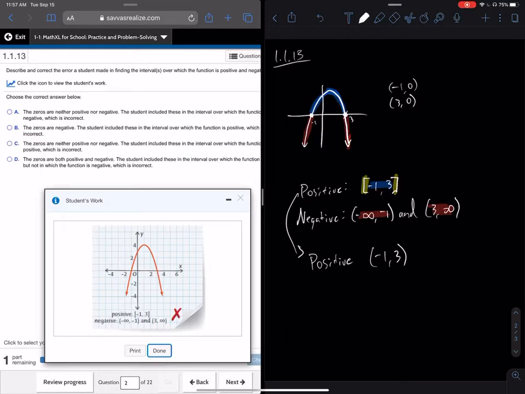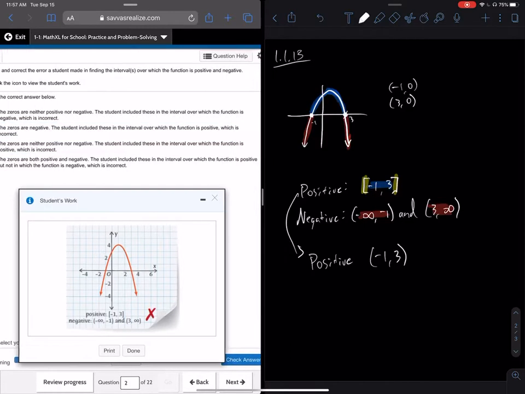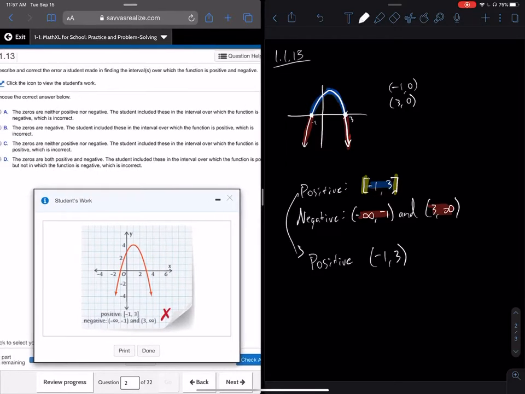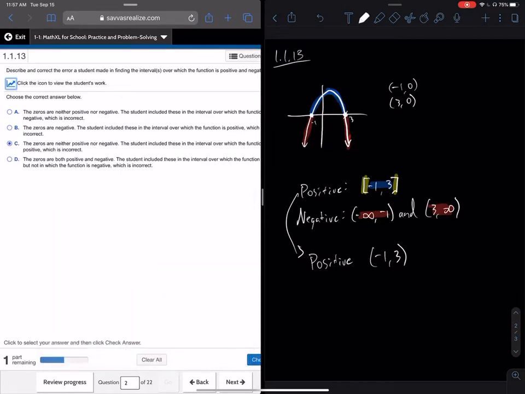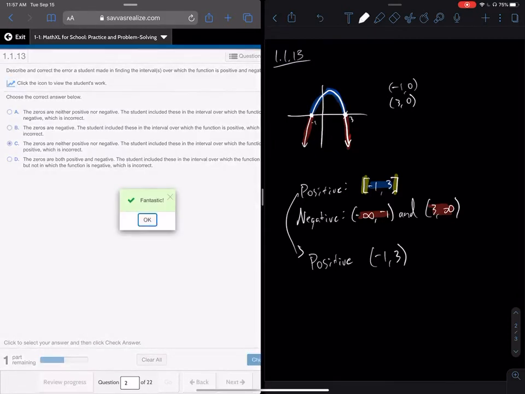So we have to find our correct answer. A says the zeros are neither positive nor negative. The student included these in the interval over which the function is negative, which is incorrect. They included them in positive, so we just have to find the right wording here. The zeros are negative? That doesn't work. The zeros are neither positive nor negative. The student included these in the interval over which the function is positive. So they had originally said those were positive. They're not, so we can make that selection there. Check our answer, and we're good.